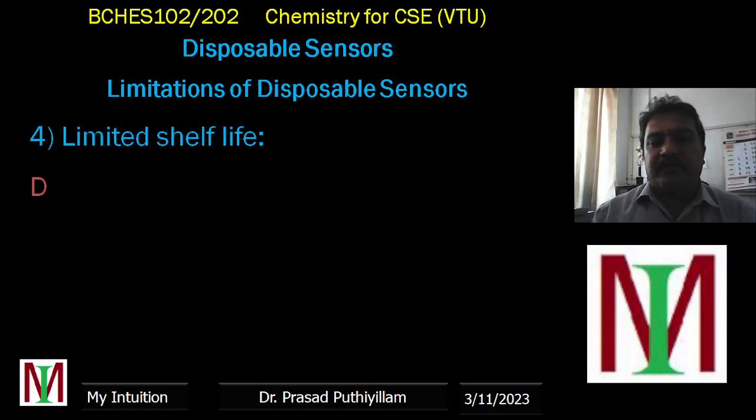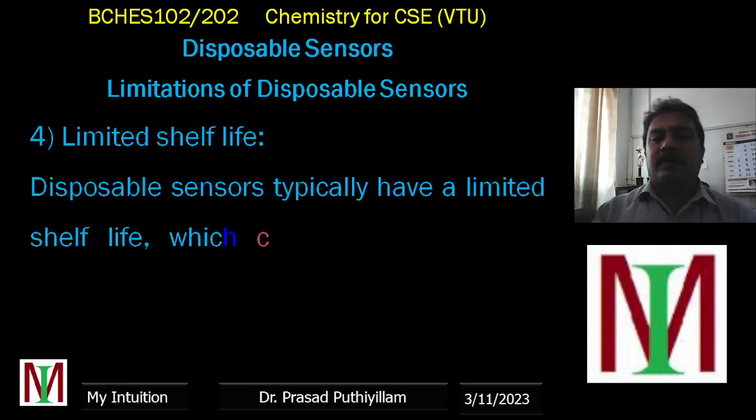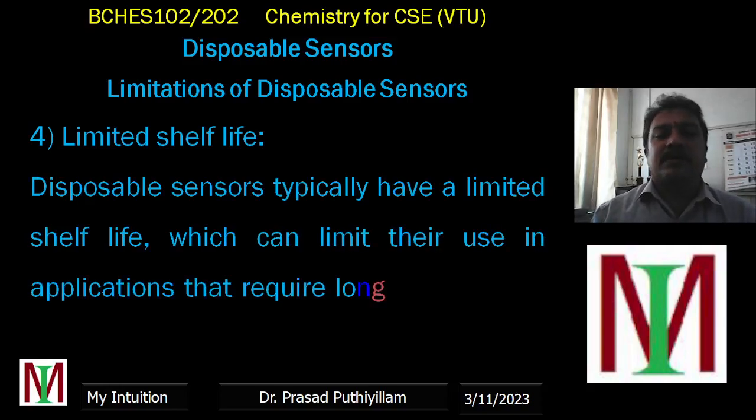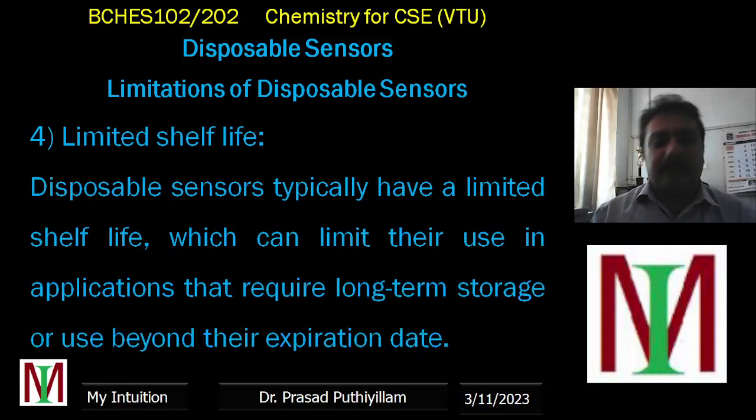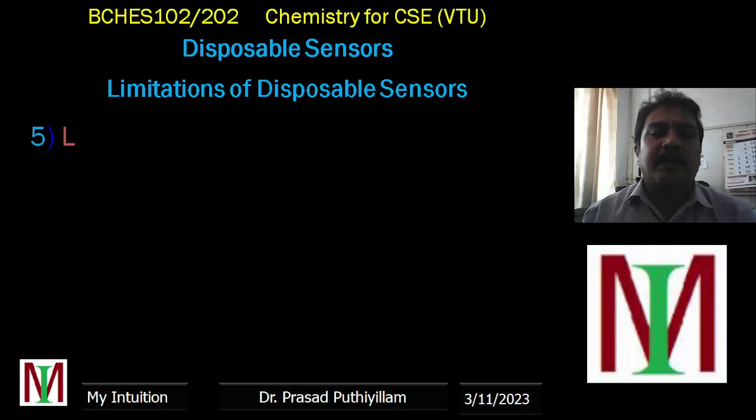Limited shelf life. Even though we say that our disposable sensor should have a long shelf life, actually it is limited compared to other analytical techniques which can be used for many years, but a disposable sensor has to be used within a year or so. Not as much shelf life as that of other traditional methods.